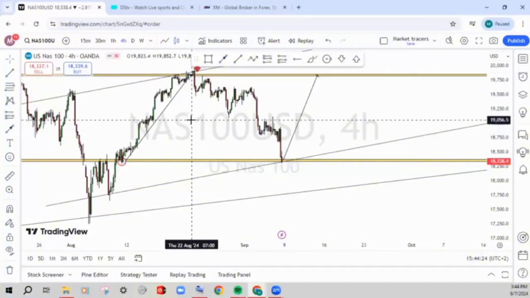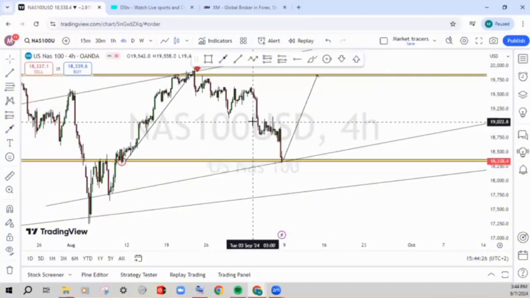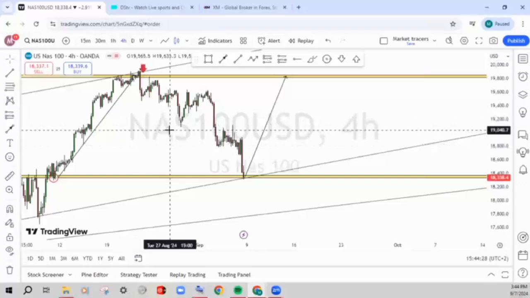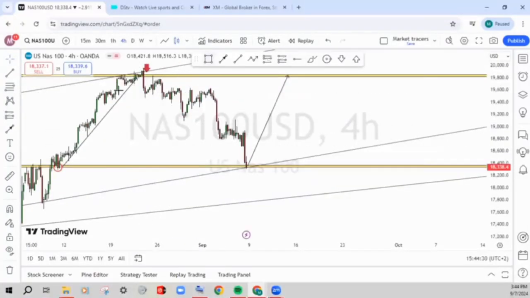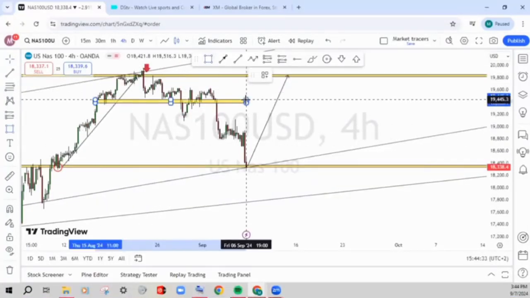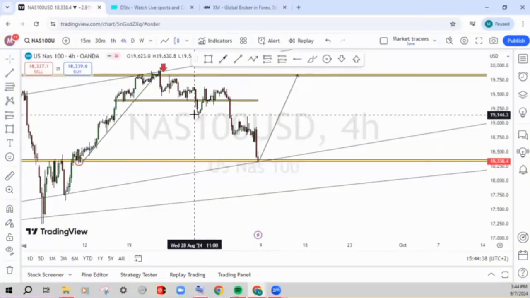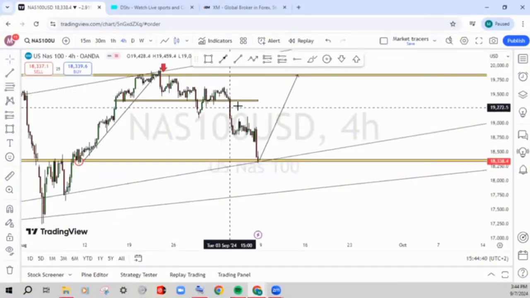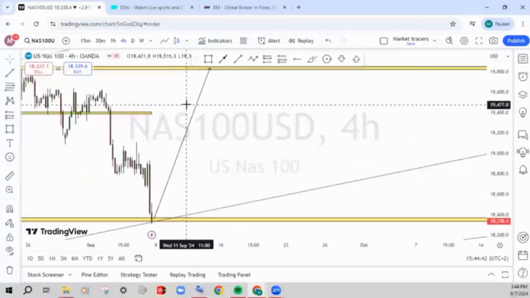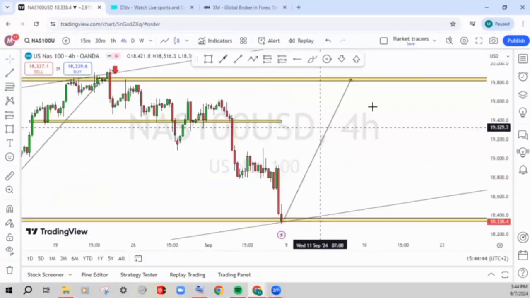Once NASDAQ respects a level like this and gives an aggressive movement, I'm also looking forward to seeing that when it comes back to that level, it gives me an aggressive movement to the upside. So from here, what I can conclude is that my buying opportunities are more convenient compared to the selling opportunities, guys.